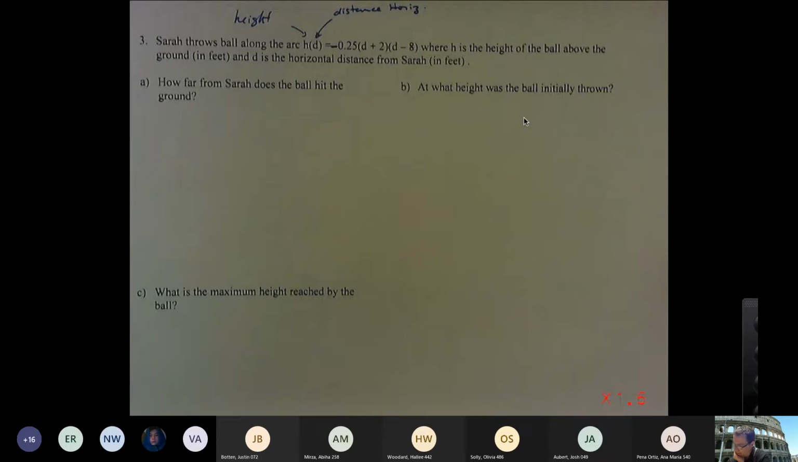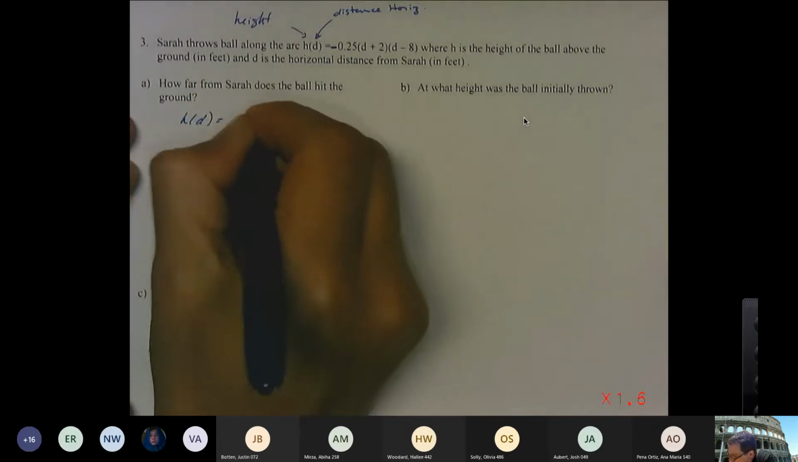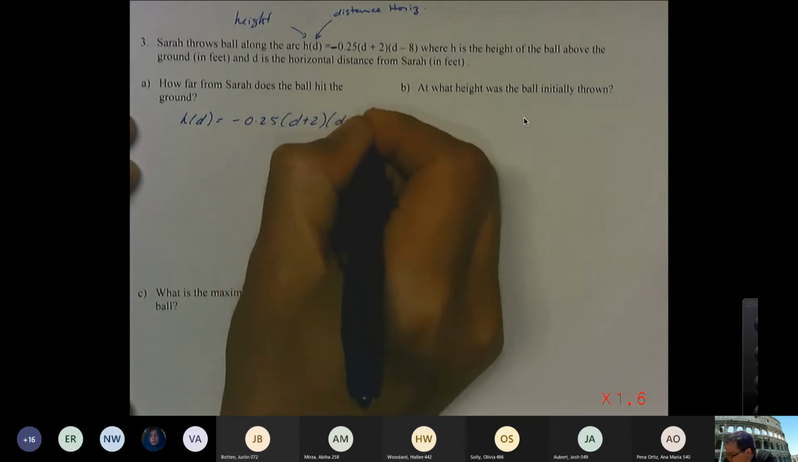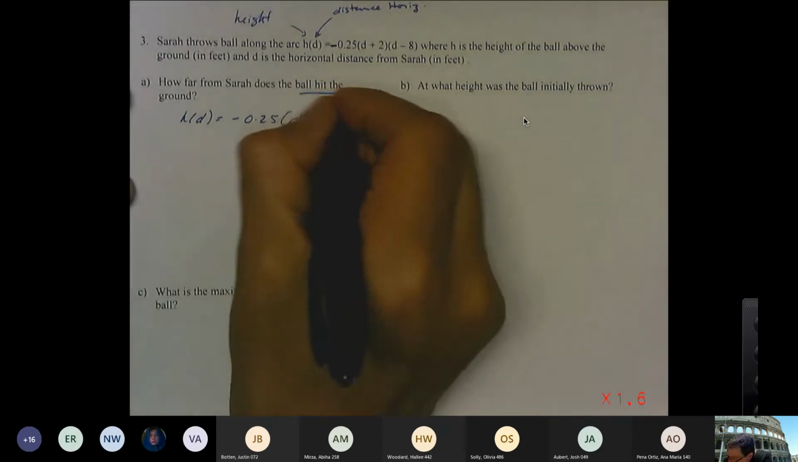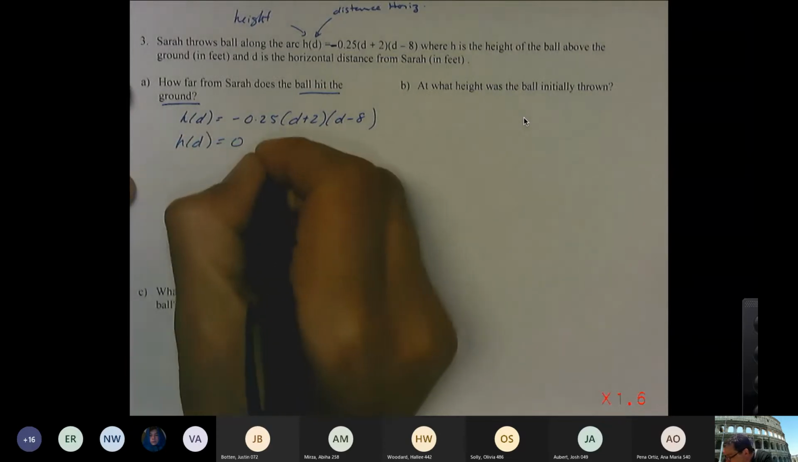So, 3a. How far from Sarah does the ball hit the ground? The equation is negative 0.25 d squared plus 2 d plus 8. They want to know what's the horizontal distance when the ball hits the ground. So when the ball hits the ground, the distance is going to be 0.